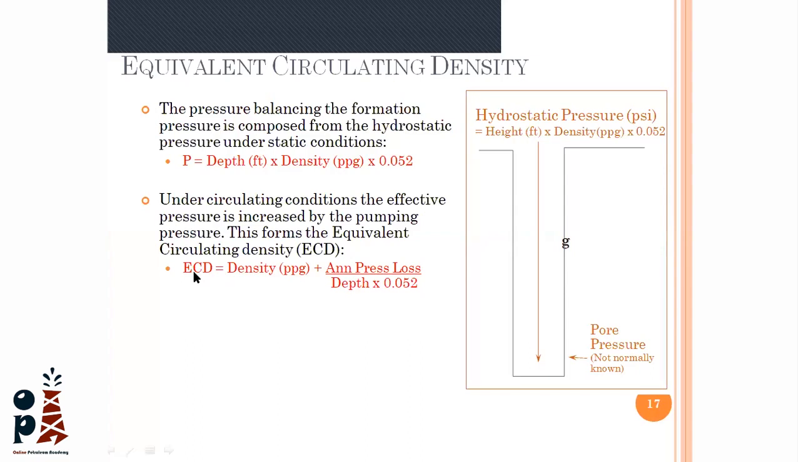Okay, so if we are going to calculate the ECD, the equivalent circulating density, it will be the original mud weight density plus the annular pressure loss, which we measured using the PWD tool, divided by the depth and the conversion factor, which in this case is 0.052. So we just convert this annular pressure loss, measured by the PWD tool, to density, then add it to the original density so that we can calculate the ECD, the equivalent circulating density.